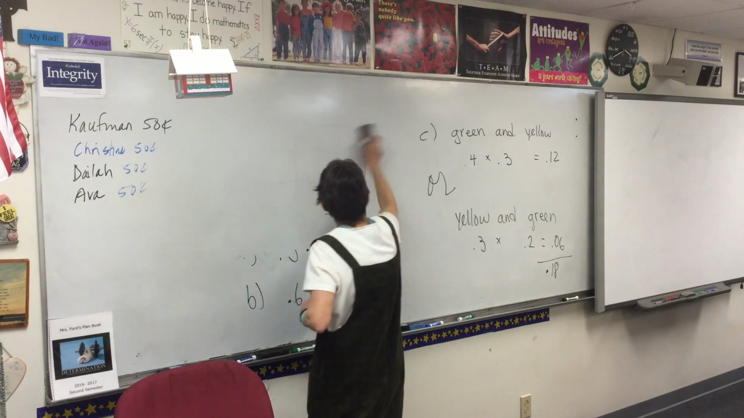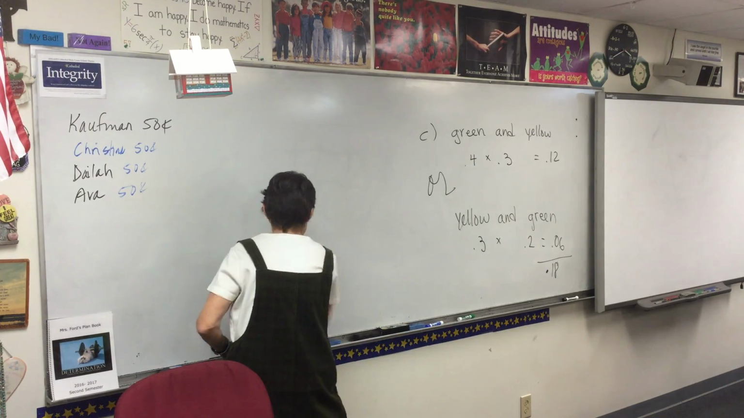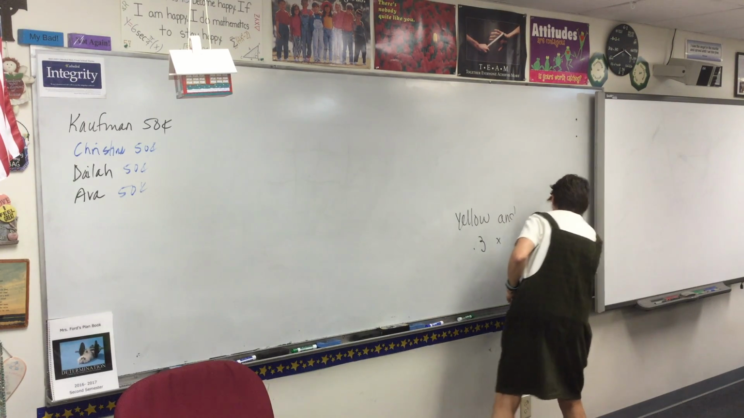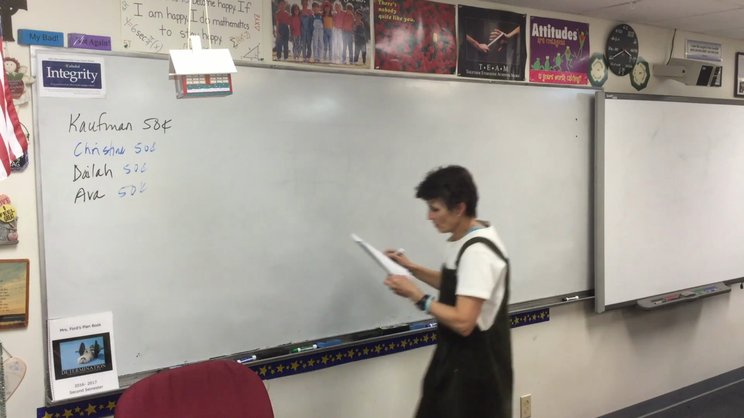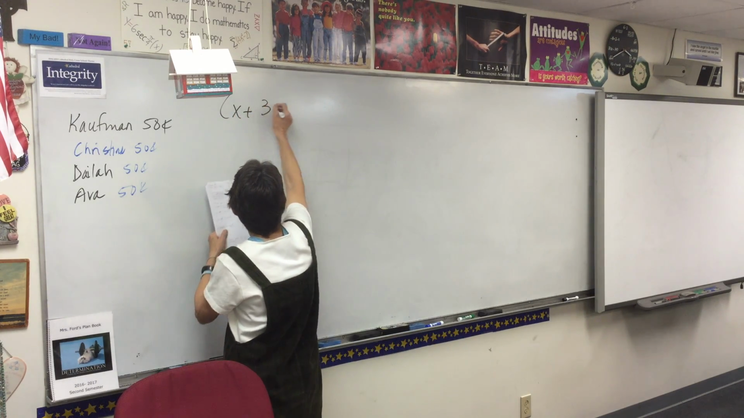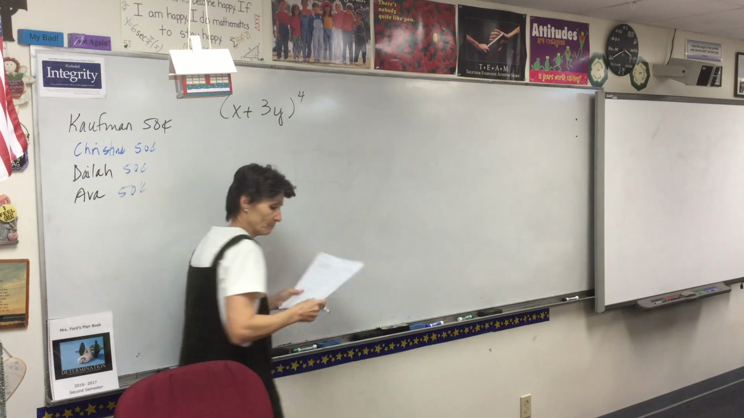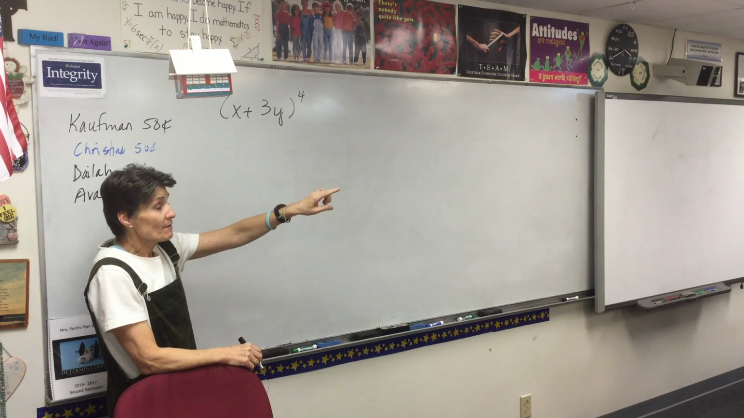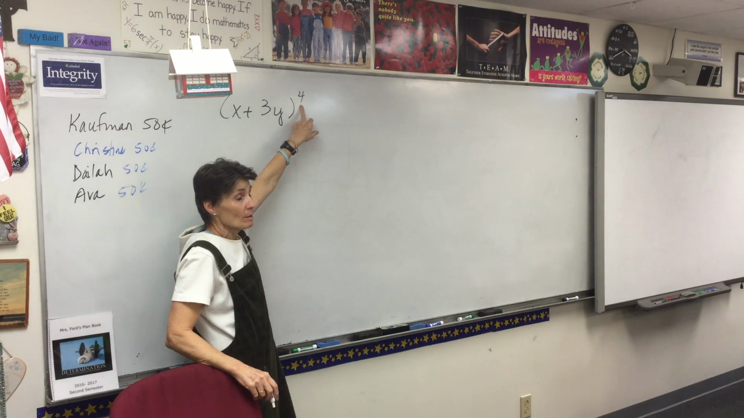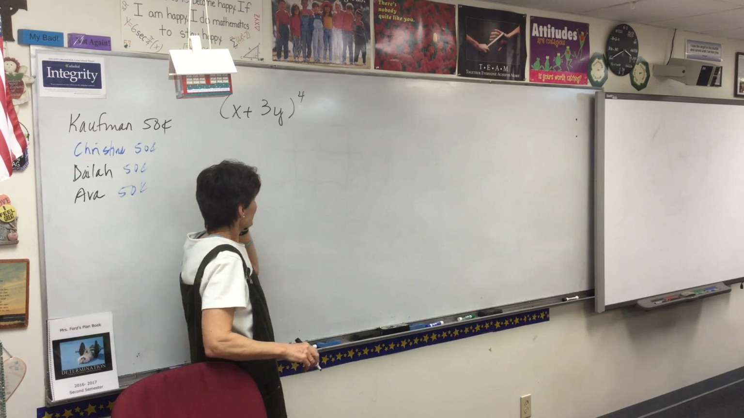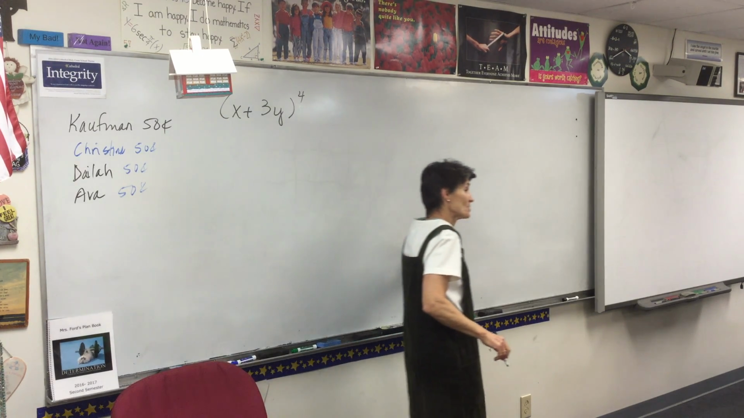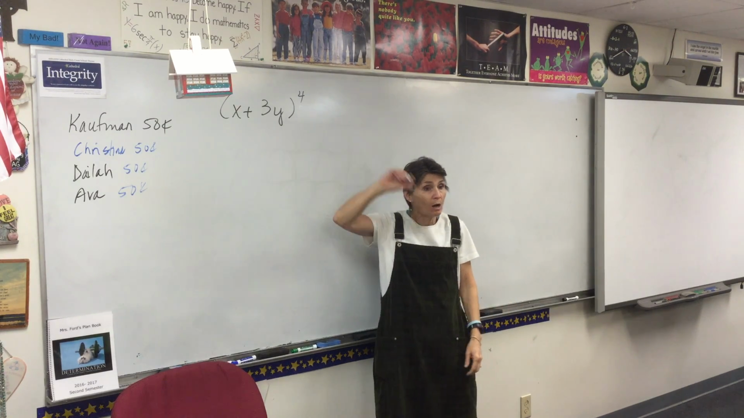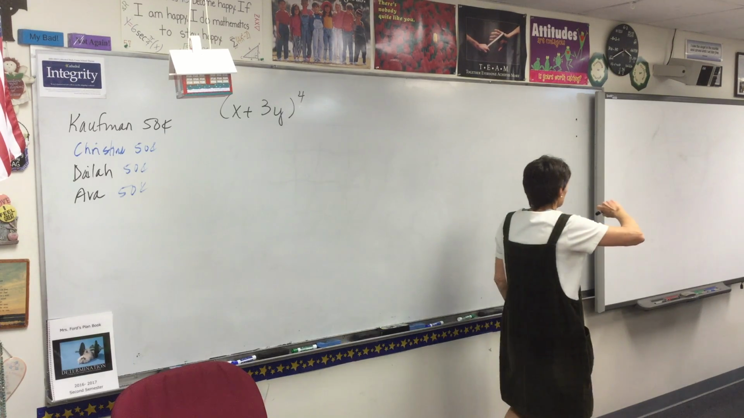We're going to expand. So we're going to expand x plus 3y to the fourth. So Olivia says this is a 4. So I got to start with a string of coefficients, and that string of coefficients is going to be the 4th row of Pascal's triangle. 1, 4, 6, 4, 1.